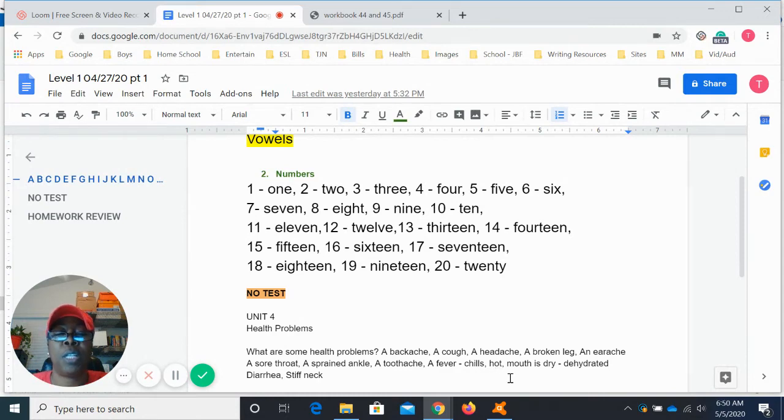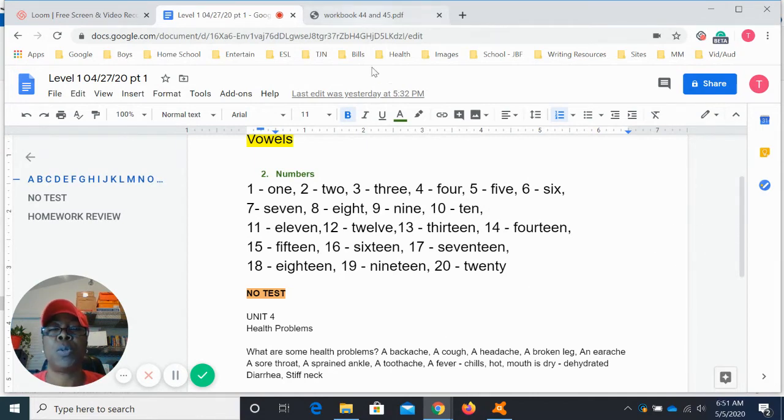It's when you have chills or you're hot, your mouth is dry. Well, when your mouth is dry, you're dehydrated. Diarrhea, that's a terrible feeling. And of course, a stiff neck, your neck hurts. So these are things that you can have, okay?